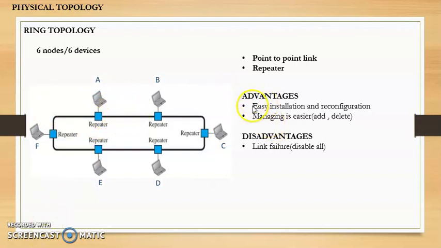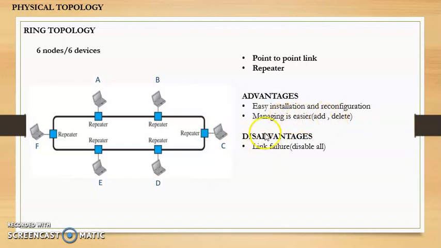Next, let us see the advantages. First advantage is easy installation and reconfiguration. The reason is because each device needs to be connected only to its immediate neighbors. As a result, it is easy to install and reconfigure. Second advantage is managing is easier. That is, if you want to add a device in ring topology or if you want to delete any device, then only two connections need to be changed. As a result, adding or deleting any device in ring topology is very easy.